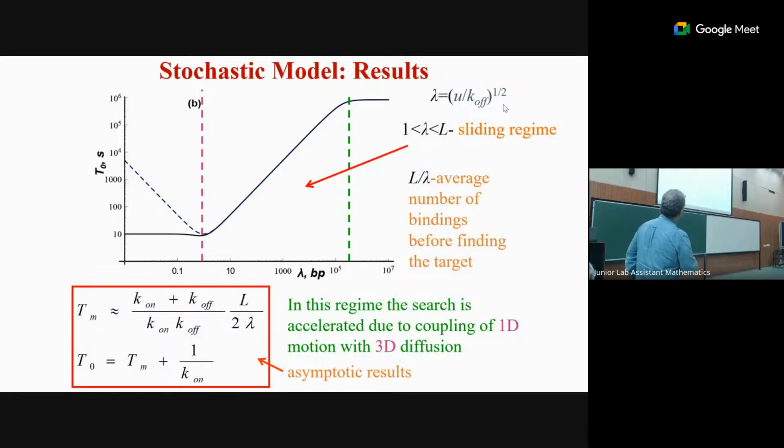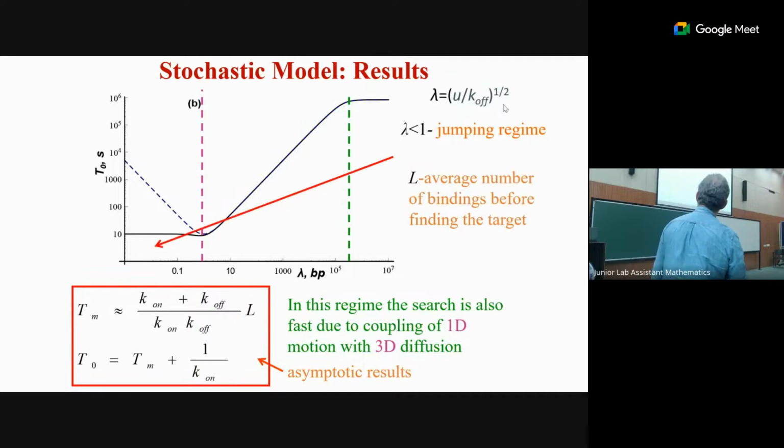There is another regime, which I call the sliding regime. This is the regime when your scanning length is larger than the target length, but smaller than the length of DNA. So you come, scan, dissociate, come back, scan, dissociate. L over lambda is how many times on average you do this search cycle. And for each of these regimes, I have explicit formulas.